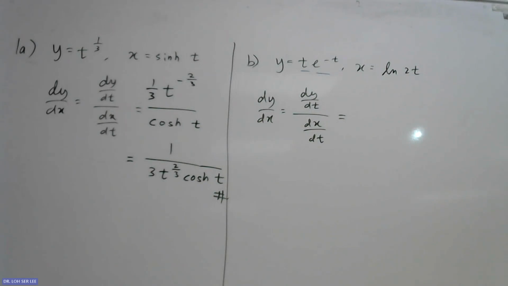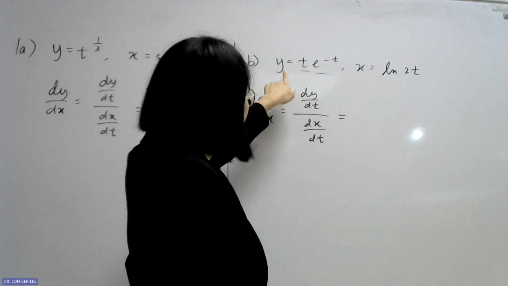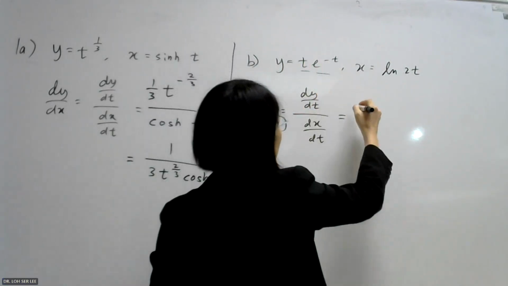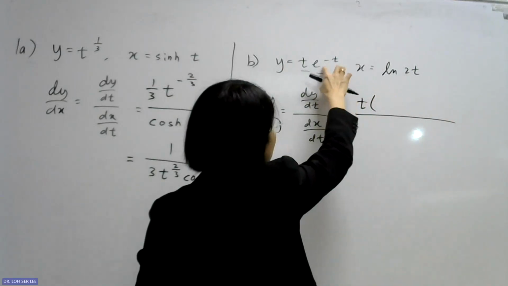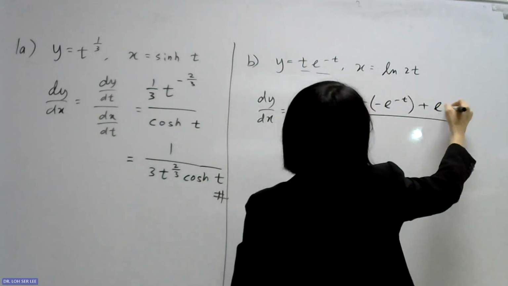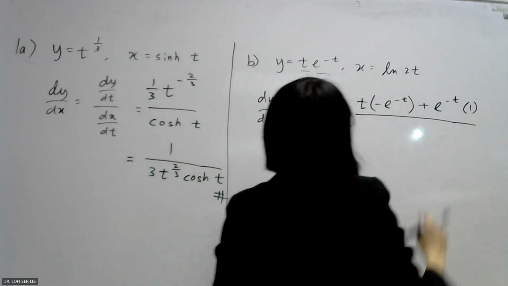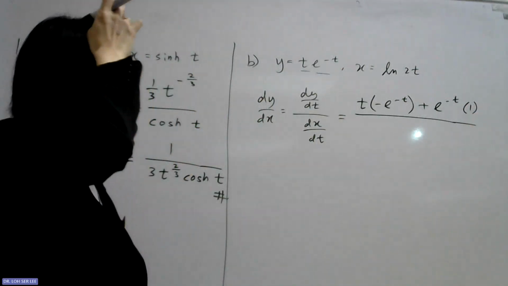Need to apply product rule. Okay, this is your y. Y, and we want to find dy dt. Okay, dy dt. So, copy, differentiate, plus copy, differentiate. Product rule.